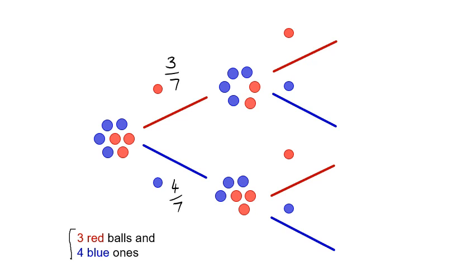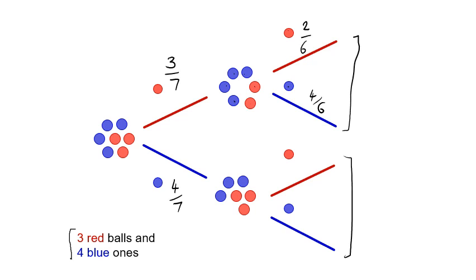Okay? But then, if I've taken a red one out, how many red ones are left? There's only 2 red ones left, but there's still 4 blue ones here. So now this time round, the probability of taking a red one is 2, because there's only 2 red ones, out of 6. The probability of taking a blue one, well, there's 4 blue ones, 4 out of 6. Now here, this is not going to be the same as it was here. These are going to be different.